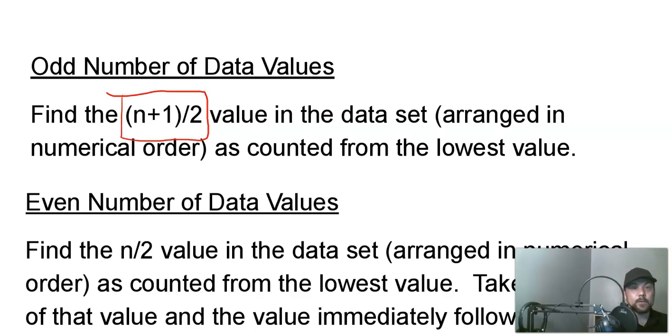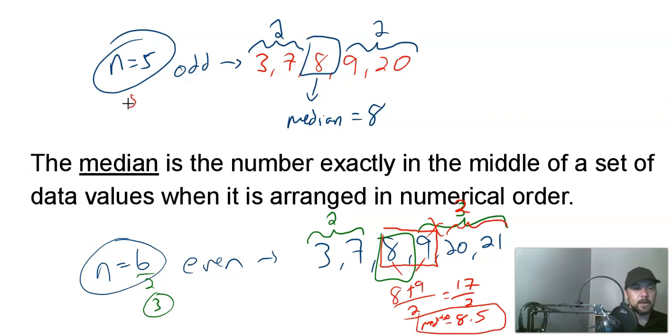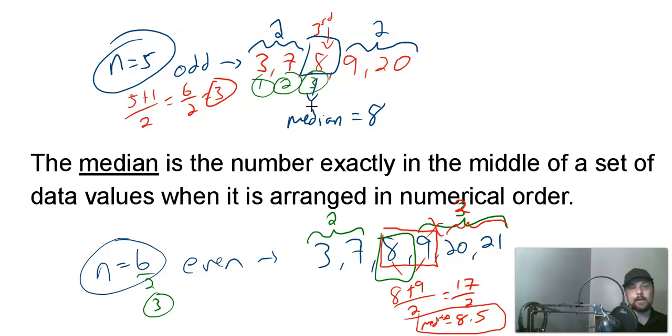So again, if n was equal to 5, like it was here, we take 5 plus 1 divided by 2. That's 6 divided by 2, which is 3. That means we take the third data value in our data set, which is 8, right? So you count. This is the first data value. This is the second data value. This is the third data value. And that will be my median.